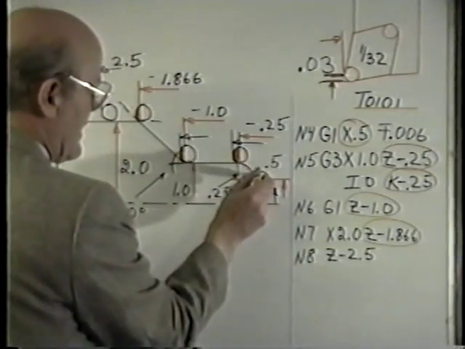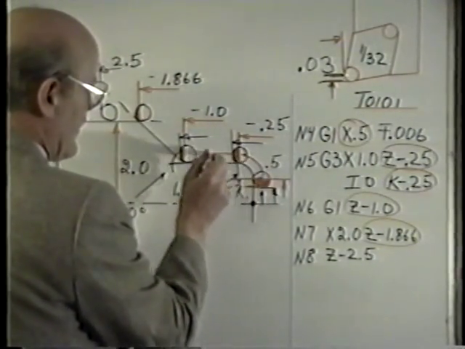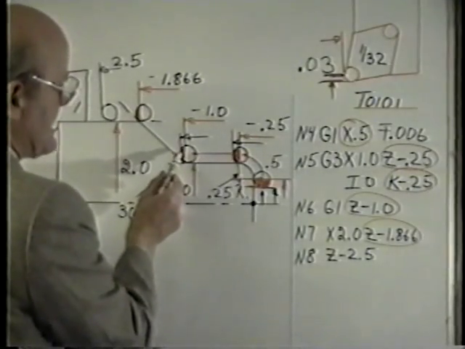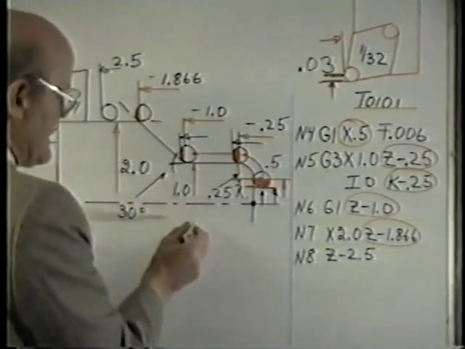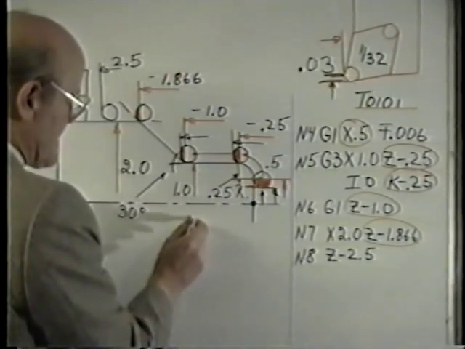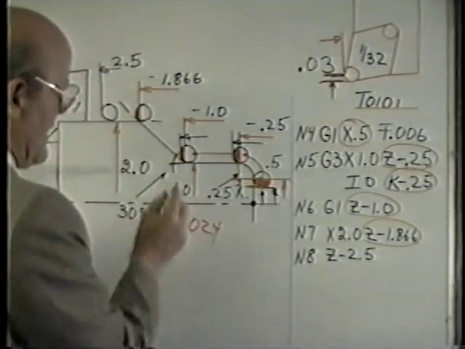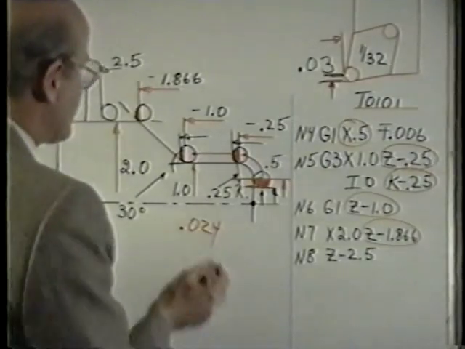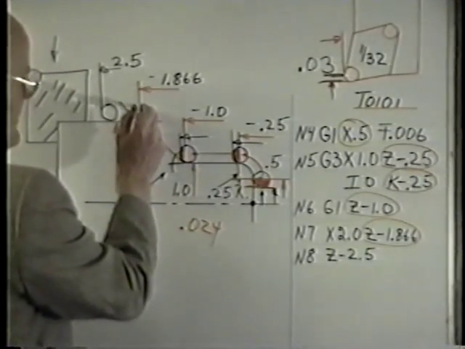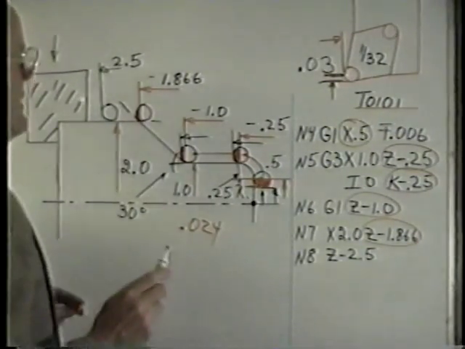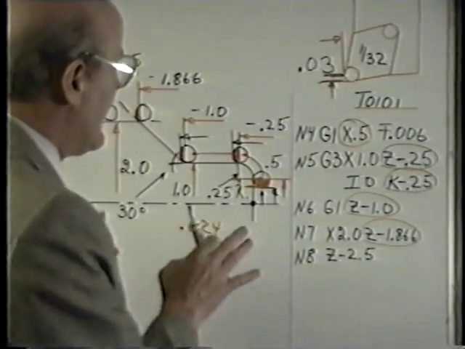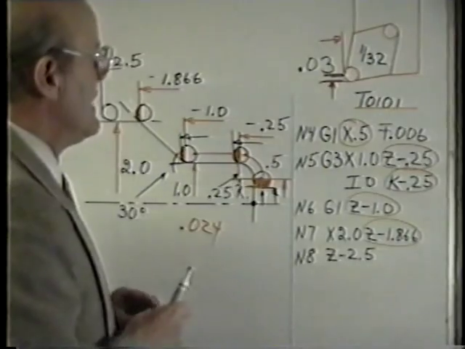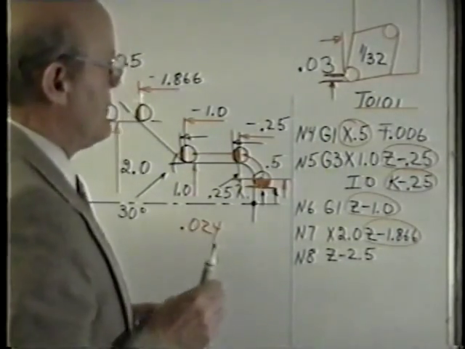Now we have gone around, and now we're going to here. This has to be corrected by a value that's equal to this 30 degrees. And it happens to be approximately 24 thousandths right there. Also, as we go up here, it has to be corrected. So you just have to remember, if you have one of these older controls, you have to go through these steps in order to get your right part dimension.